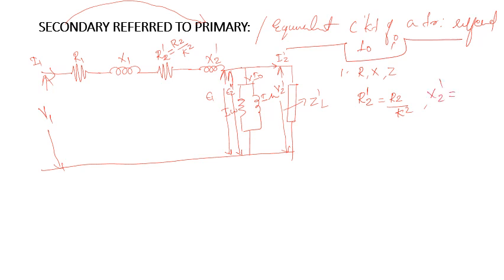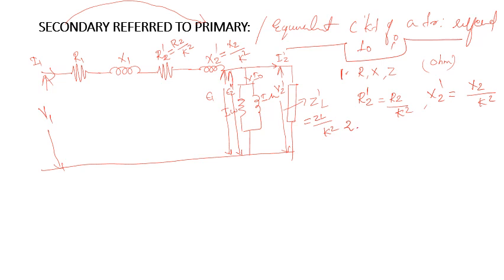will be equal to X2 divided by k square. I can write here X2 dash will be equal to X2 divided by k square. Okay, and here the load impedance ZL dash is equal to ZL divided by k square. So this is the first rule regarding the components resistance, reactance and impedance. We know that the units of all these things are ohm. Right.